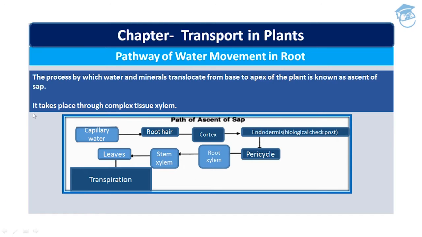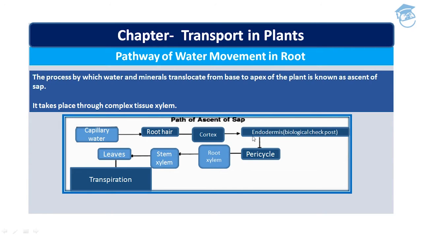Now let's discuss the path of ascent of sap. We very well know that capillary water is the only available water which is taken up by the roots, or root hairs to be more precise, and then it reaches the cortex. Cortex is what? It is ground tissue. And then from the cortex it reaches the biological check post, and that is the endodermis.